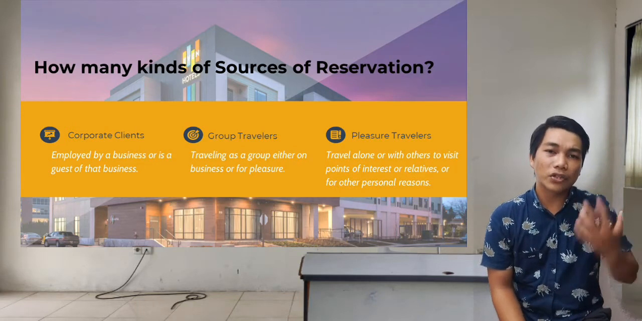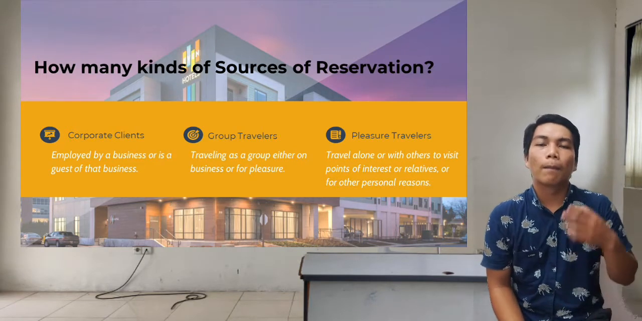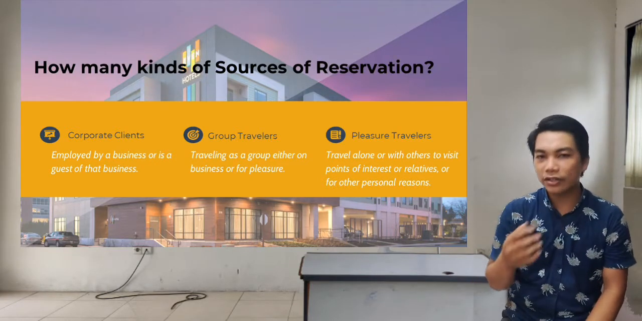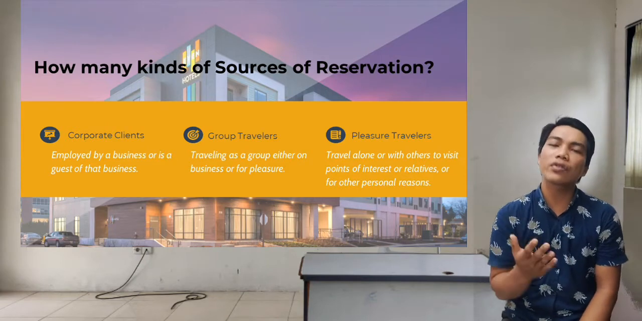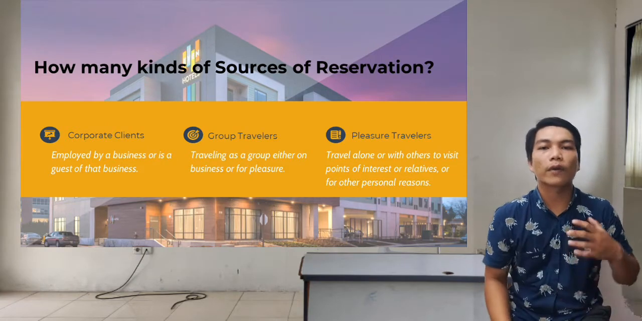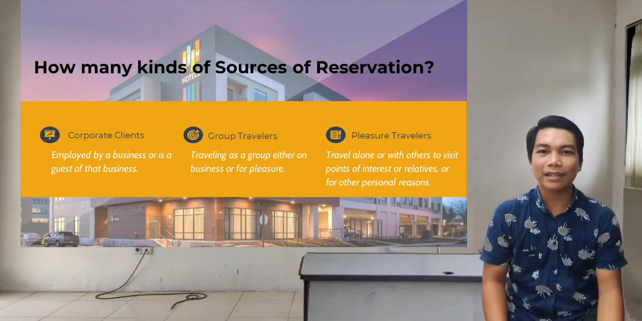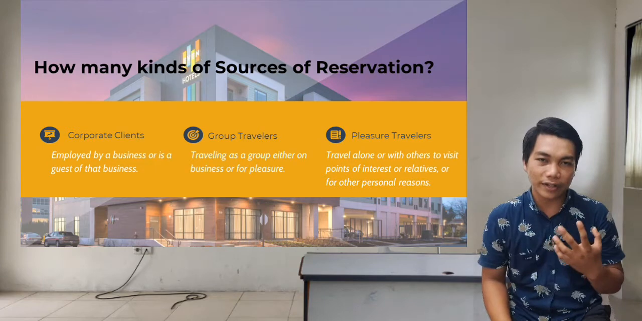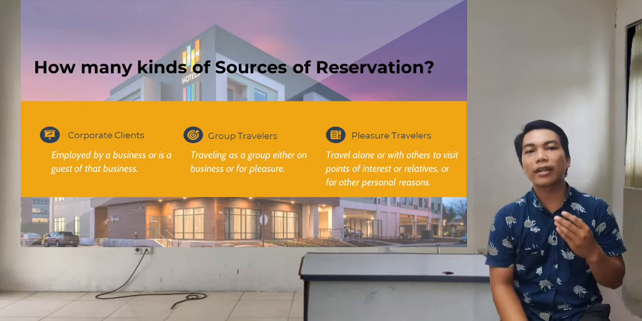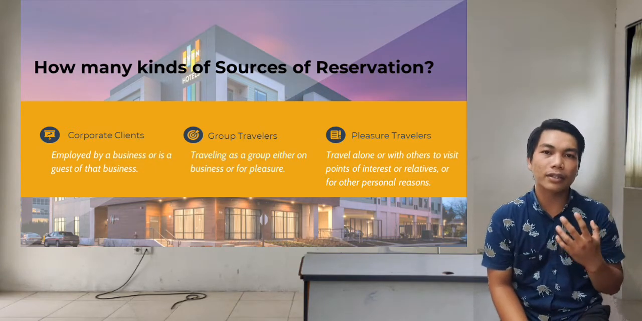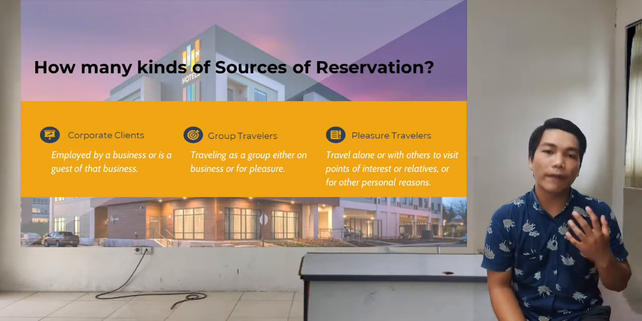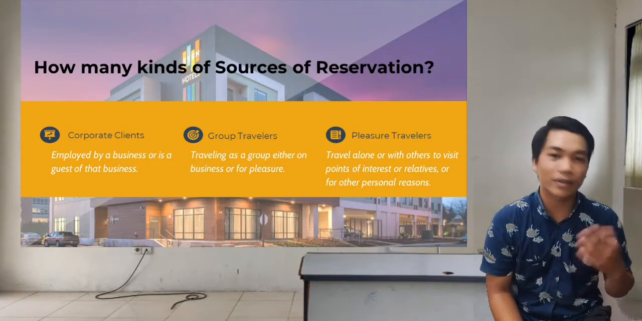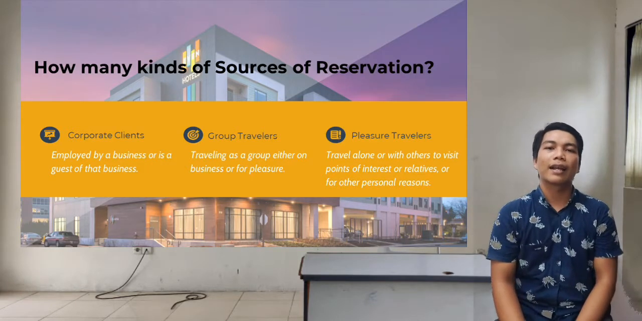And the next is pleasure travelers. Pleasure travelers are people who travel alone or with others to visit points of interest, relatives, or for other personal reasons. These travelers, who are often unrestricted by deadlines or schedules, are more flexible in their travel plans than corporate clients and group travelers like this one.